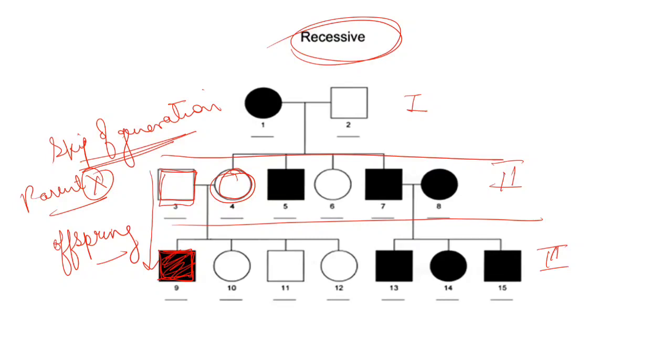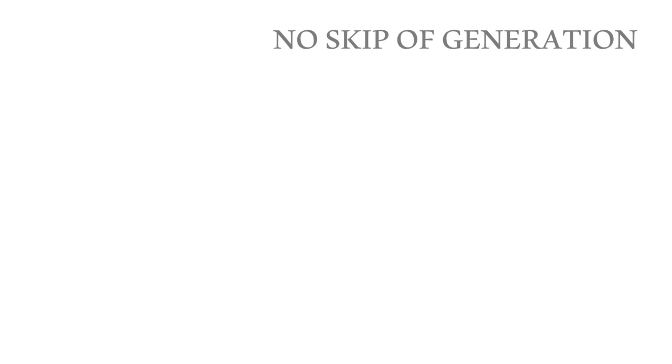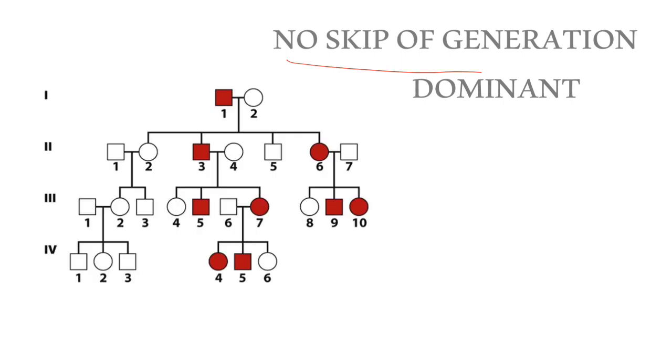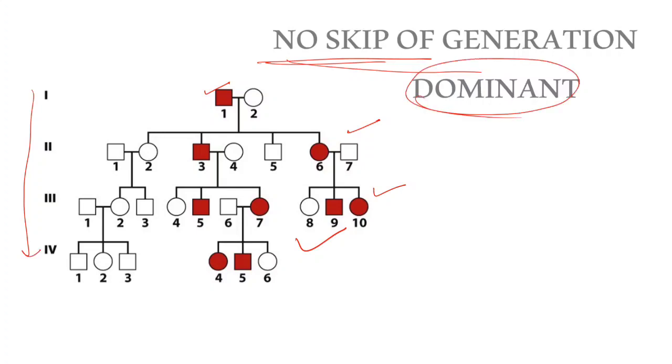Now let's see how to find the dominant condition. If the pedigree is dominant, you just have to see that there is no skip of generation occurring. For example, in this pedigree, the first generation individuals are affected, the second generation are also affected, the third generation are also affected, and the fourth generation are also affected. So if there is no skip of generation, and in every generation there is an affected individual, then it will be a dominant kind of condition.